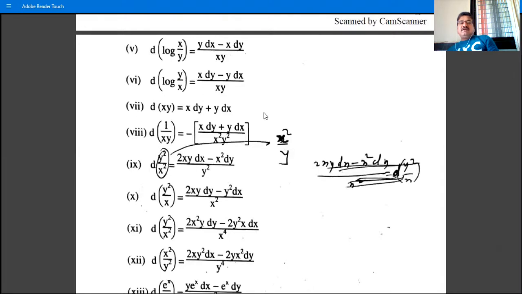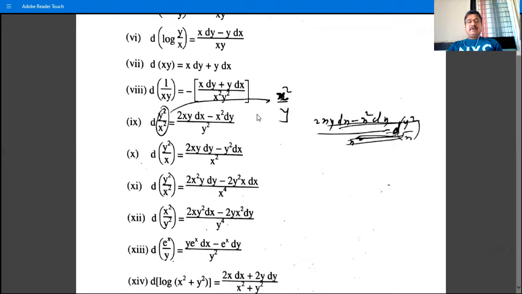So y dx, x dy. So what is M? M is x and N is y. So dM by dy is 0, dN by dx is 0. So if the equation is x dy plus y dx is equal to 0, then 1 is the integrating factor.